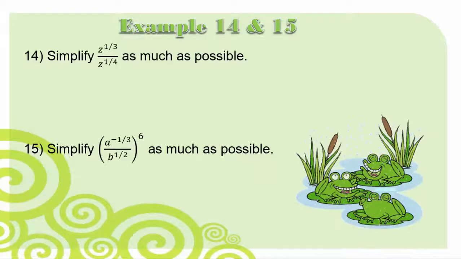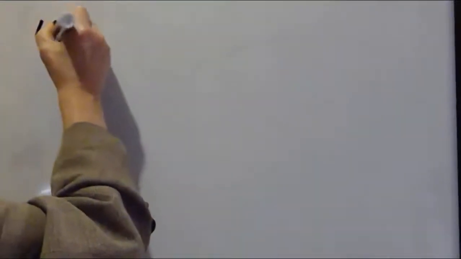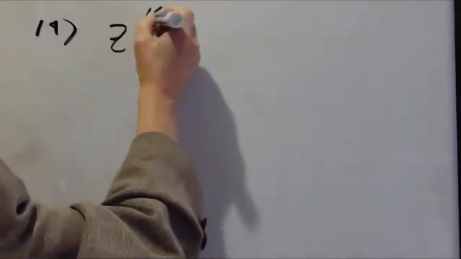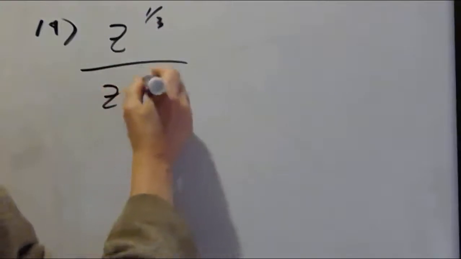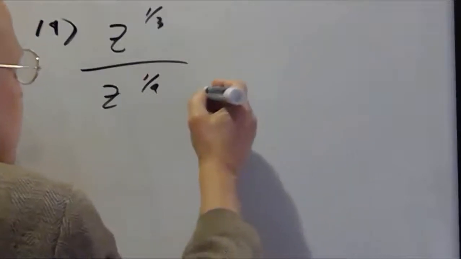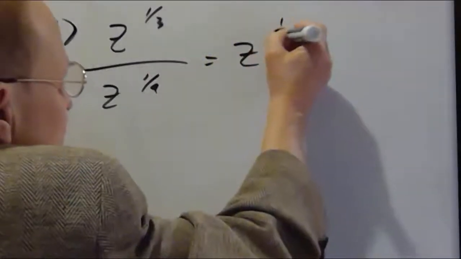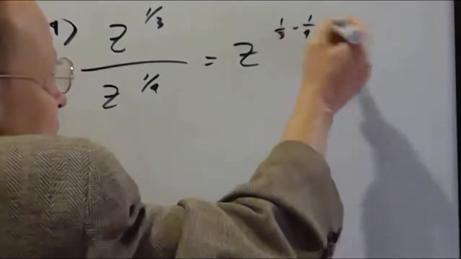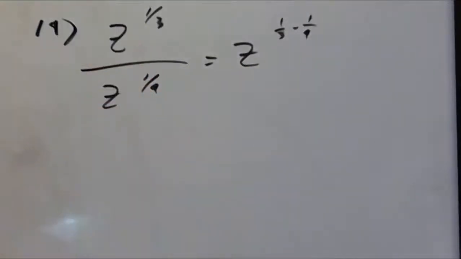In example number 14, we're asked to simplify z to the 1/3 power over z to the 1/4 power as much as possible. So let us go over to the whiteboard and see how to do this one. In example number 14, we have z to the 1/3 over z to the 1/4. And as you recall, this is going to be subtraction. So that's going to be equal to z to the 1/3 minus 1/4, since they both have the same base.